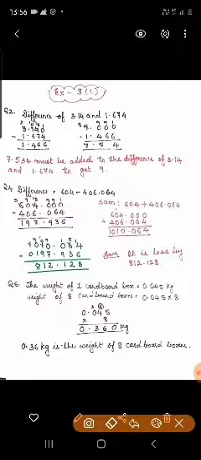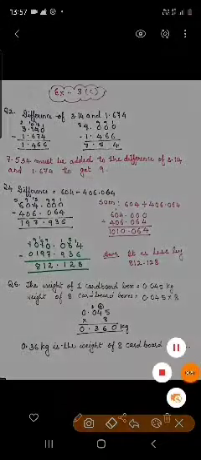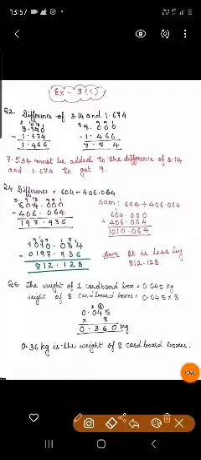But written work will be whatever I am discussing over here and sending you on your class group. So write down that only in your fair copies. Okay, so let's see the second question of exercise 3C. Okay, the question is, what should be added to the difference of 3.14 and 1.674 to get 9?